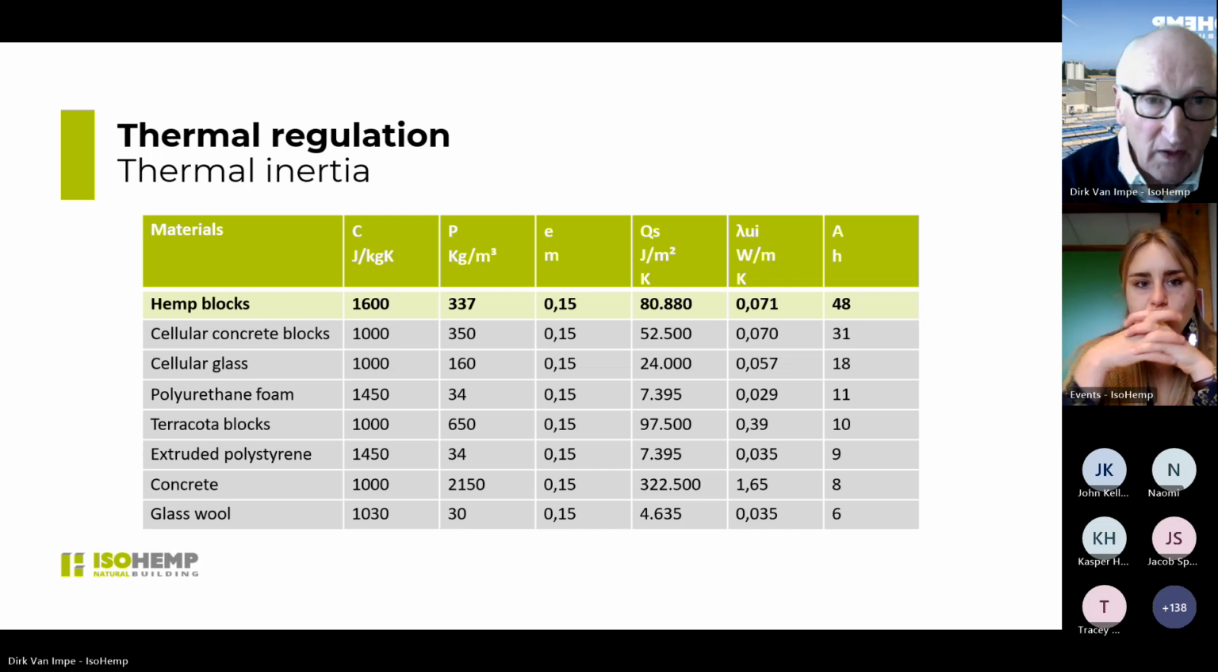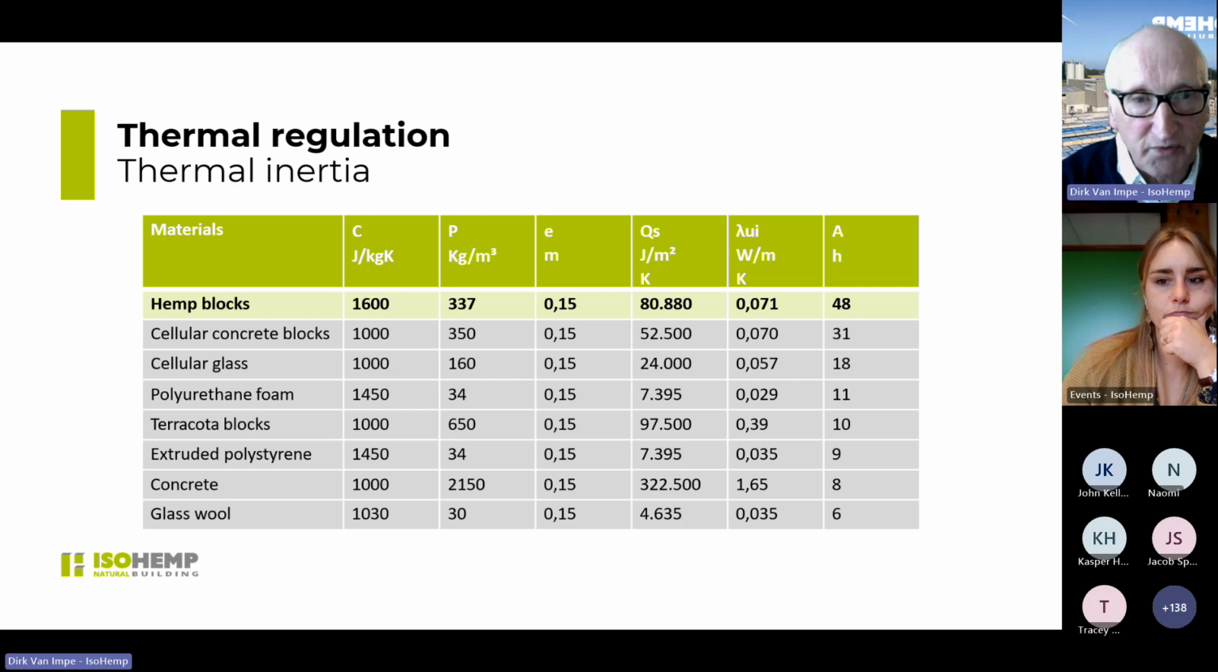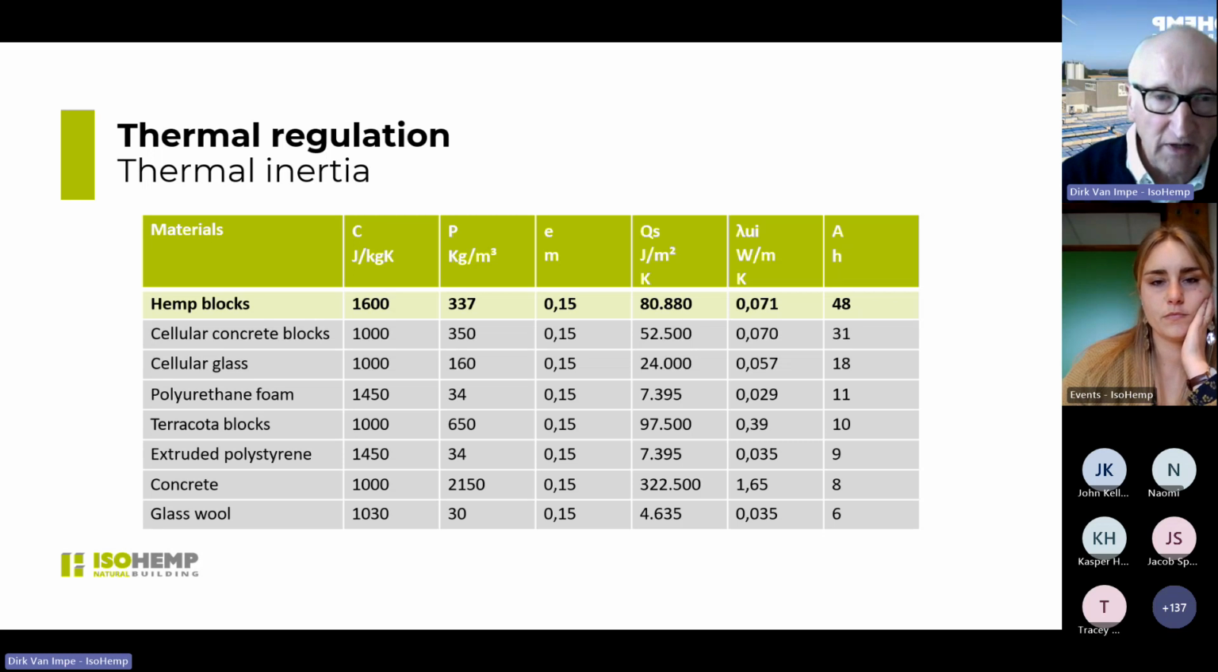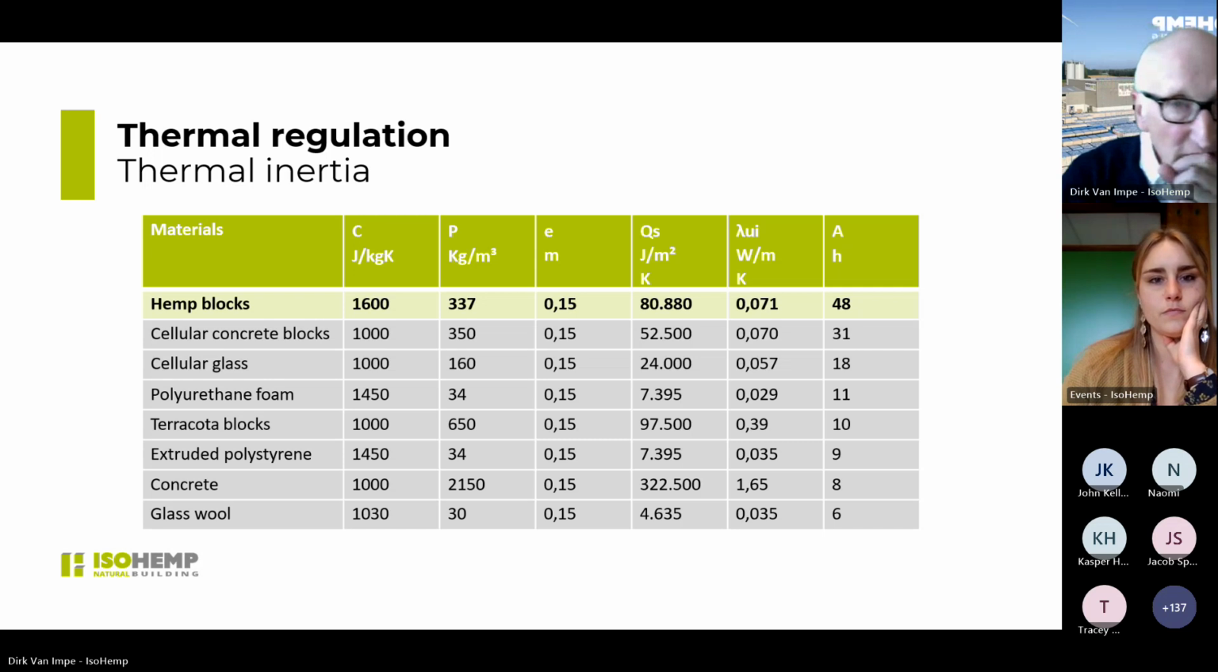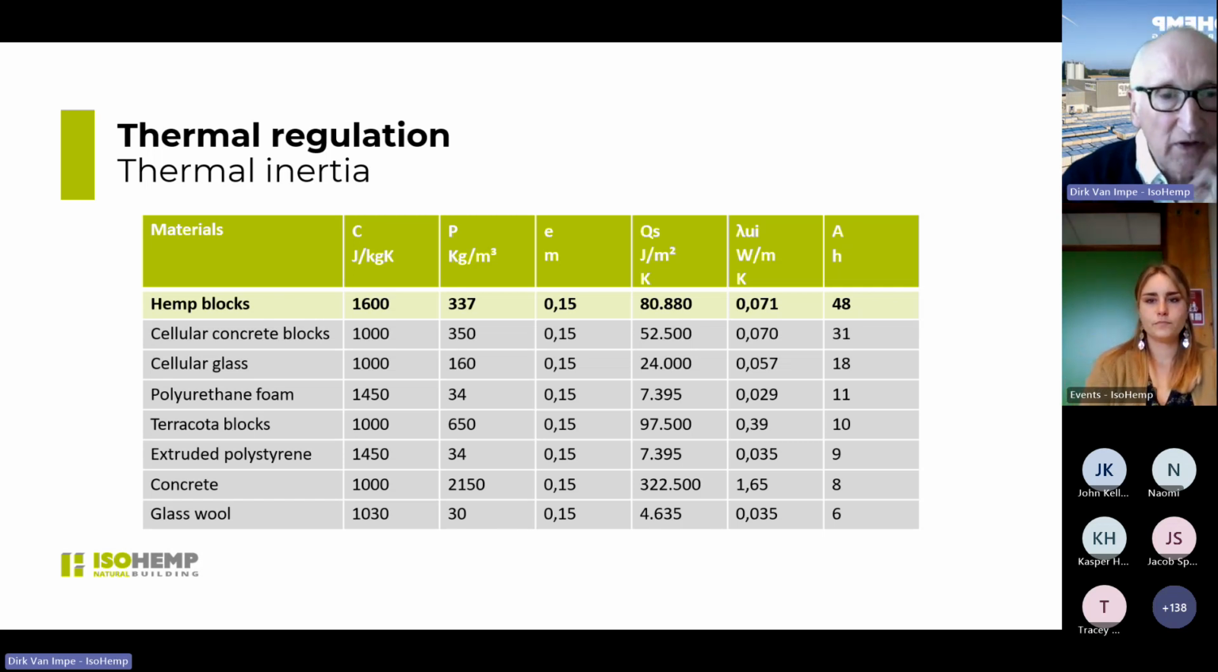But concrete has a very, very high thermal conductivity. So it loses all that energy in 8 hours. After 8 hours, it loses that energy. So then we need an insulation value. Let's take glass wool. Glass wool also has a specific heat capacity, but it's very lightweight. It's only 30 kilograms. With the same thickness, we can calculate that it can only store 4,635 joules per square meter.